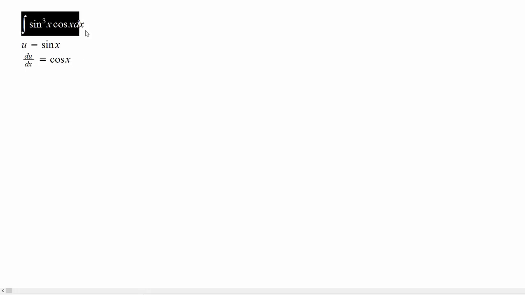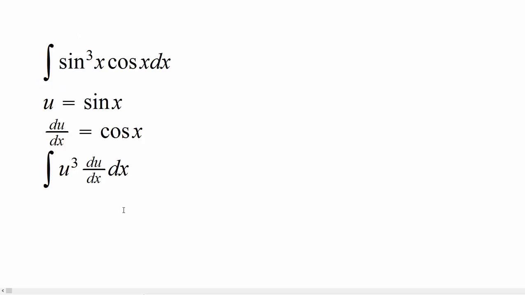Now we can write everything in terms of this new variable. That is, we got u cubed here, and this cosine x is du/dx. And if you look into the notes that I have posted for you, let me enlarge it first. Okay, let me increase the size of it. All right, so what happens here?